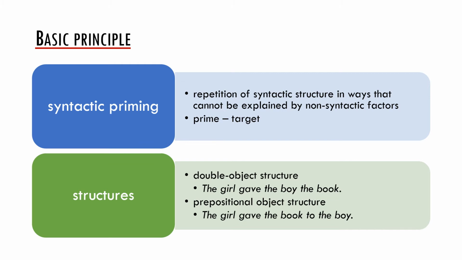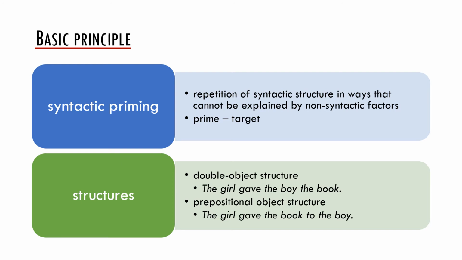The structures which were used in the study were double object structures, such as "the girl gave the boy the book", and prepositional object structures, such as "the girl gave the book to the boy". Notice that both structures have the same meaning and that they may be used to describe completely identical events.